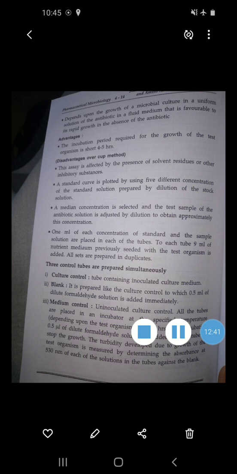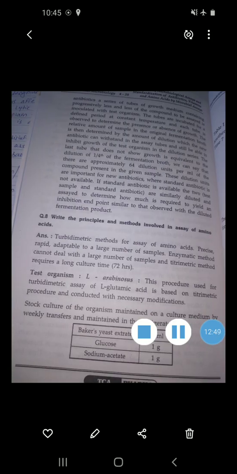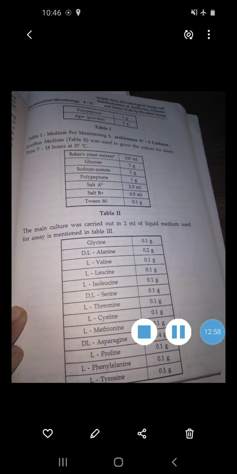Another medium was used to grow the culture for the assay, with a time of 17 to 18 hours at 37 degrees Celsius. Then Baker yeast extract, 100 ml, then glucose 1 gram, sodium acetate 1 gram, polypeptone 1 gram, salt A 2.5 ml, salt B 0.5 ml, and quinine 0.1 gram.